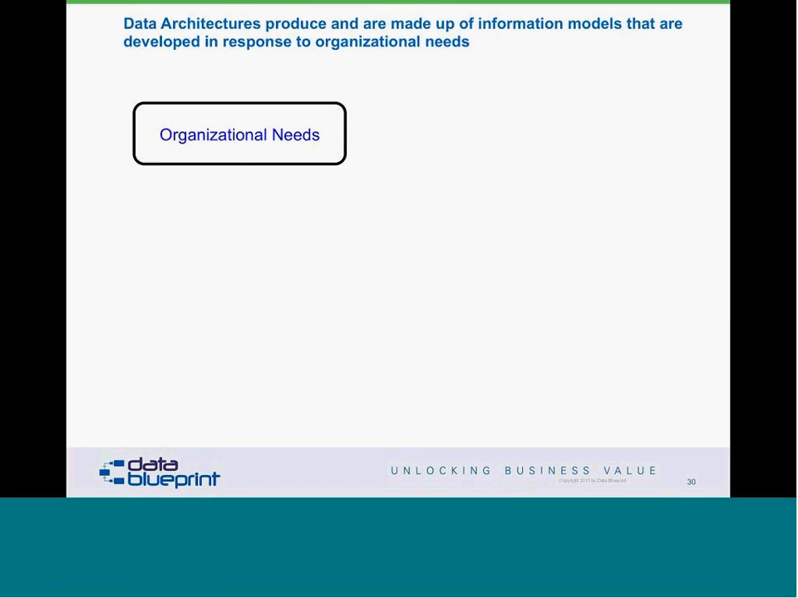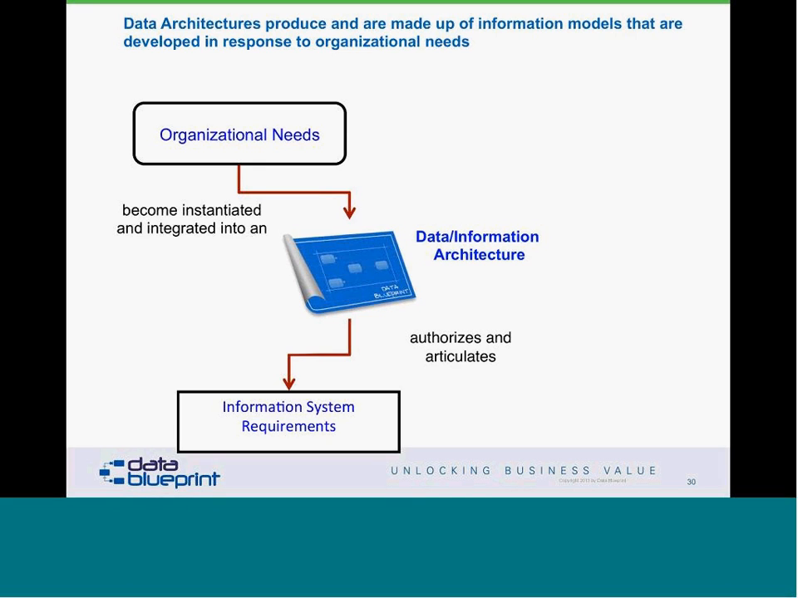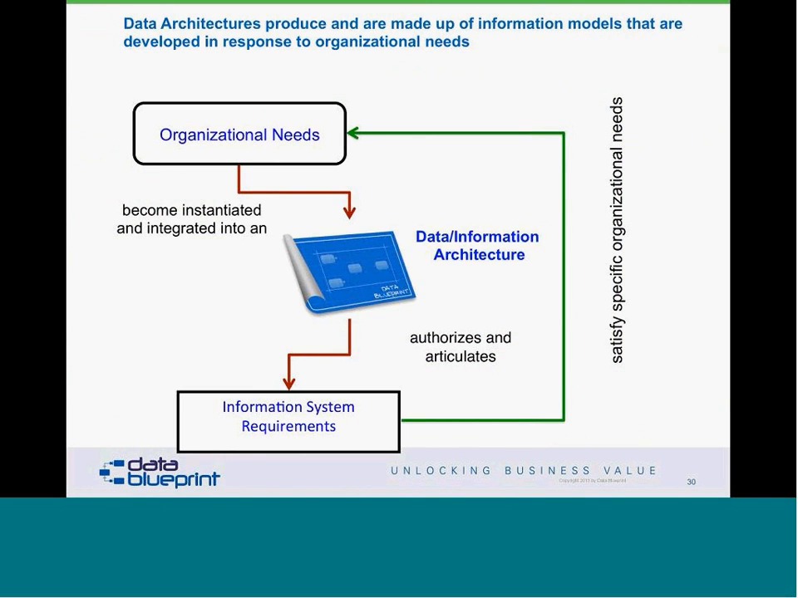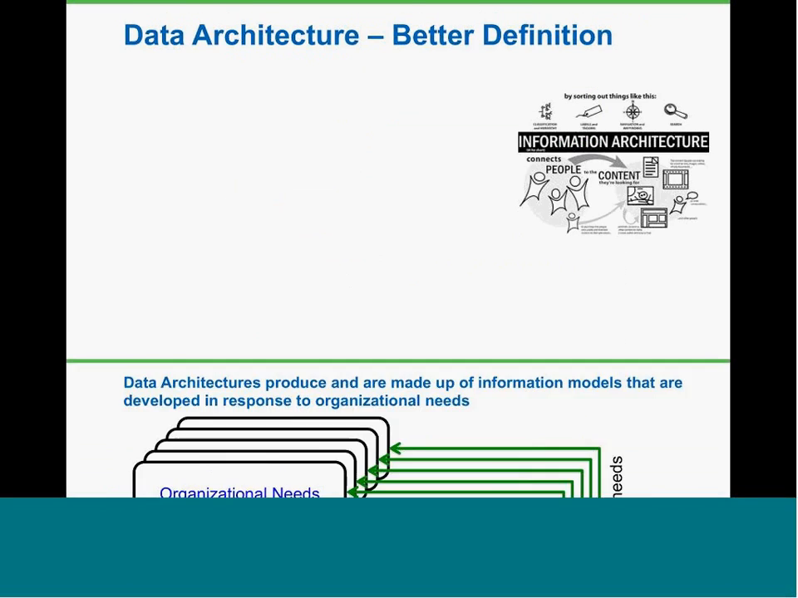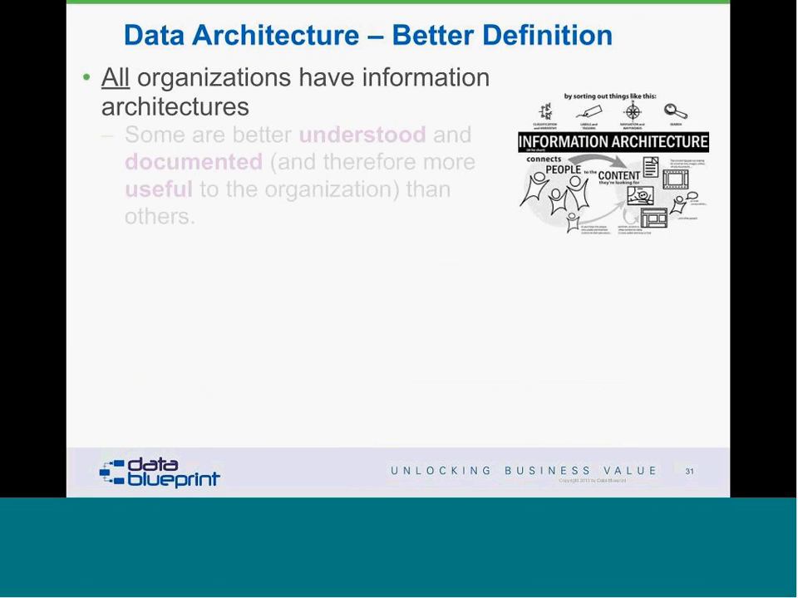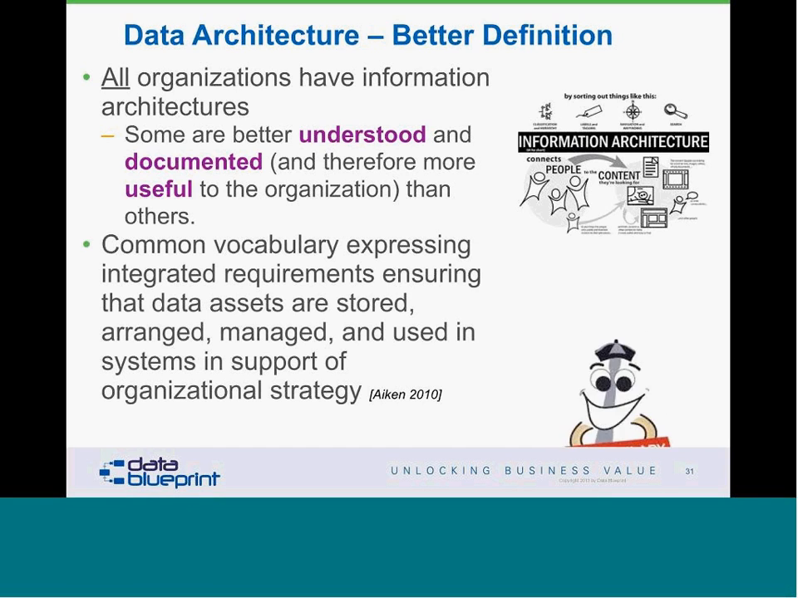The idea, of course, is that the organizational needs be instantiated into an information architecture, and this articulates specific information systems requirements. We have a feedback loop and everybody's happy, but most people think this occurs once. Actually, it's a continual process. So our better definition of architecture is that all organizations have them. The question is, is yours understood, documented, and useful? If it's not, it's going to be difficult.